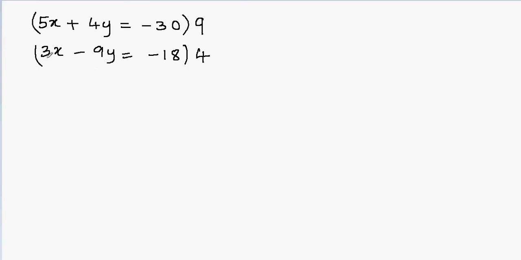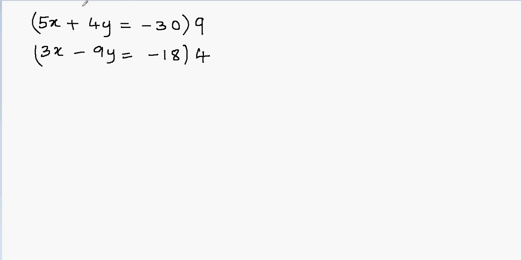Now, you could also eliminate the x variable by multiplying this equation by 5 and this equation by 3, and you'll get 15x and 15x, and then you'll have to subtract the equations. Well, subtraction is always difficult because you will have to distribute the negative sign inside the parentheses. So that's why I wanted to eliminate the y variable, because I don't have to deal with the negative sign, and I can just add the two equations and eliminate the y variable.